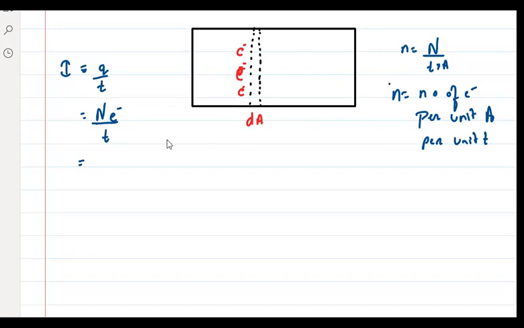So if I substitute it, can I say it will be N into E into A? Tell me, yes or no? Anyone have any doubt in this? See, it is a definition, right? By definition, I'm saying small n is the total number of electrons per unit time per unit area. I'm defining it, right? Okay.